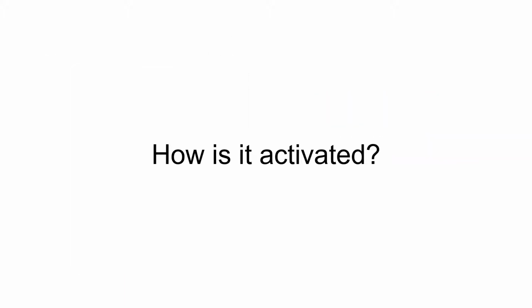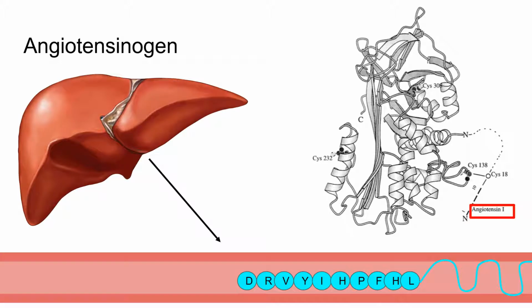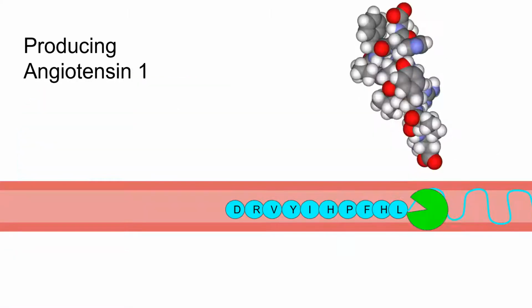So how is angiotensin II activated? One of the precursors for angiotensin II is angiotensinogen. Angiotensinogen is a protein produced by the liver that goes directly into the bloodstream. It is 453 amino acids long and is not biologically active.